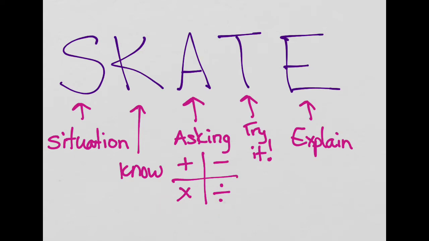asking you to use. Then for T, we're going to be doing try it. That's basically where you solve the problem. And then finally, you're going to explain your answer with a sentence. You're going to either answer the question, or in the explain step, you're doing the task they ask of us.